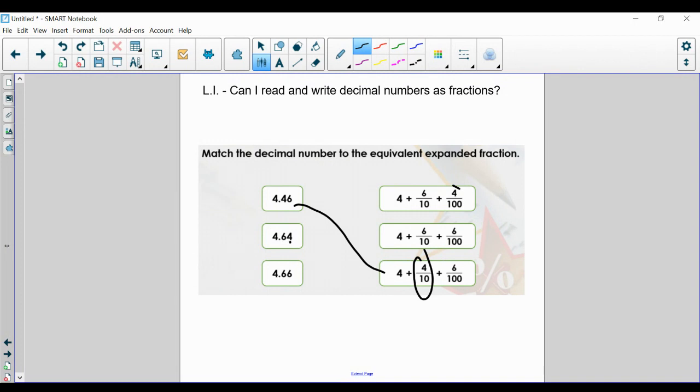Here we've got 4 hundredths. Here we've got 6 hundredths. There's the one with 4 hundredths. So we have a match. And here's the one with 6 hundredths. So we've got, oops, wrong one, sorry. Got a match there, middle one. Mr. Jones being a bit too quick.